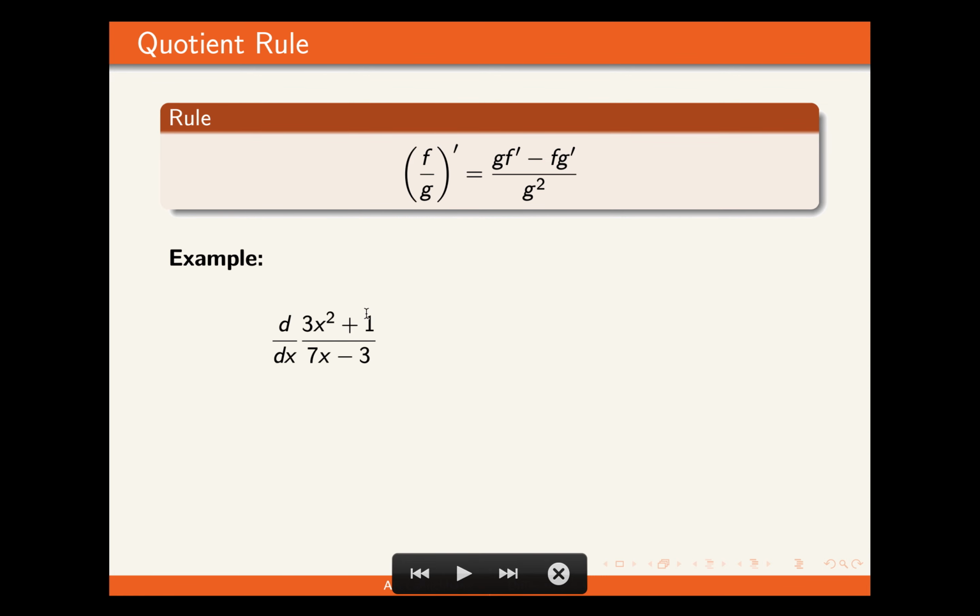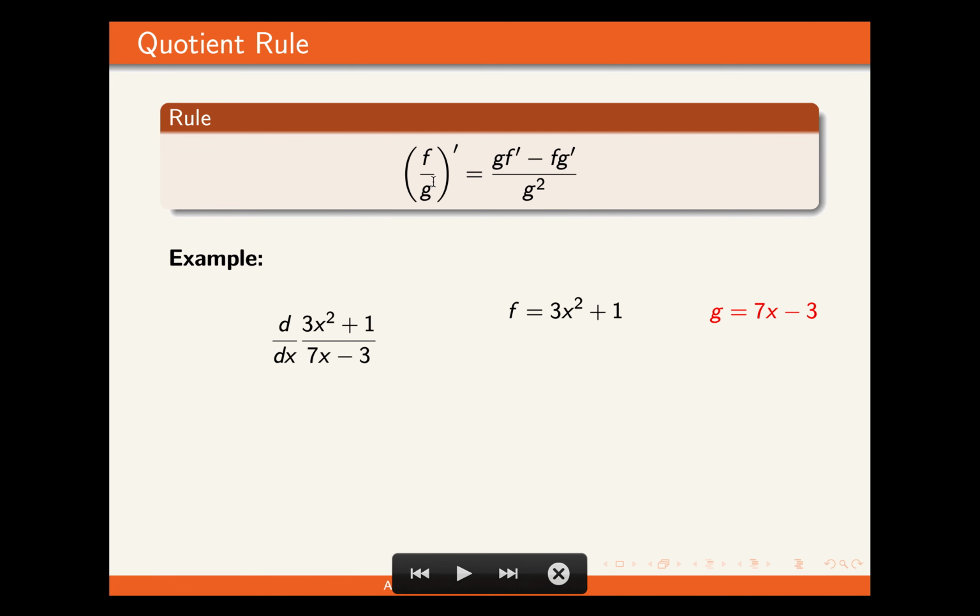So let's assume f is 3x squared plus 1, whatever function is in the numerator or at the top. Let's assume 7x minus 3 is g, or whatever function we have on the bottom. So g is 7x minus 3.